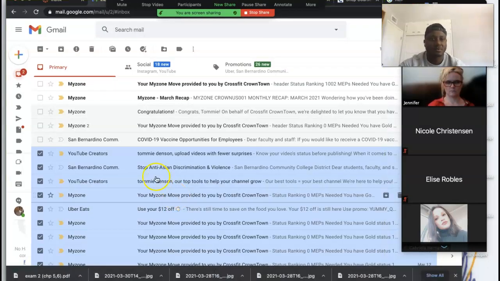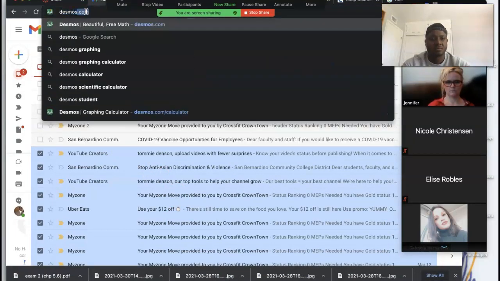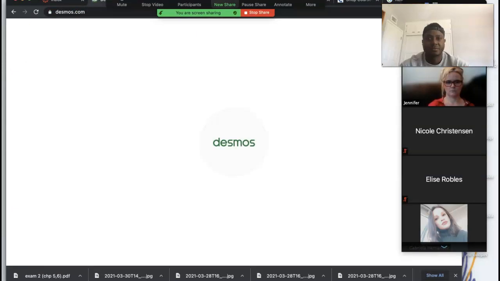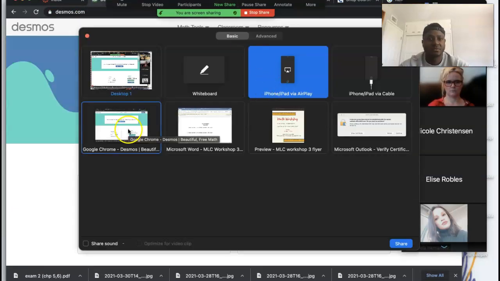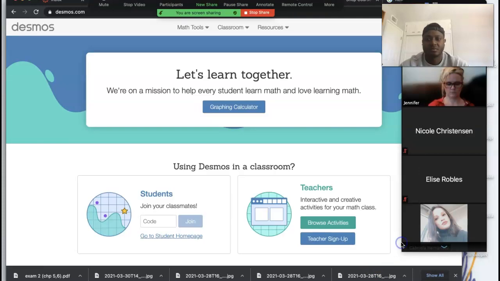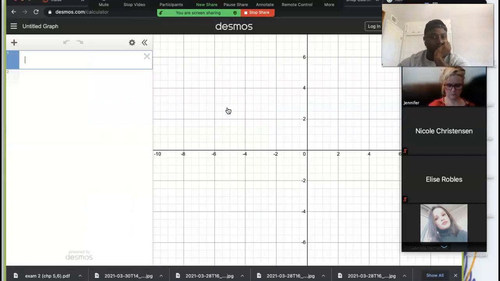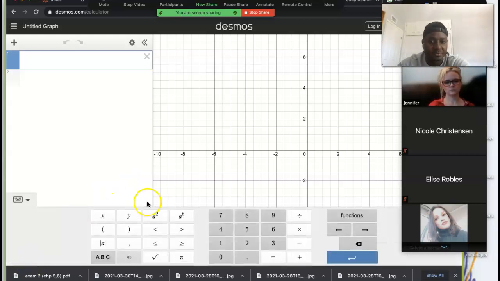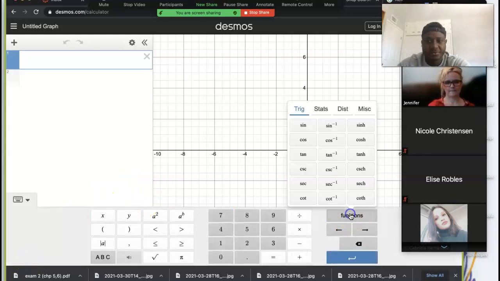Then we're going to go to Desmos. Let me share this. All right, so in Desmos, remember it's just desmos.com. You're going to go to calculator. All right, and then we'll click on this button here. I'm going to go to functions and distributions.